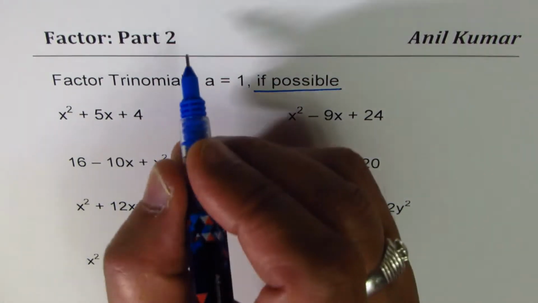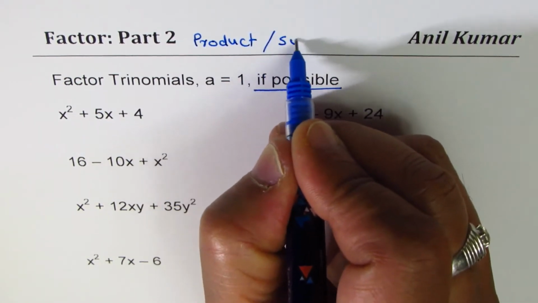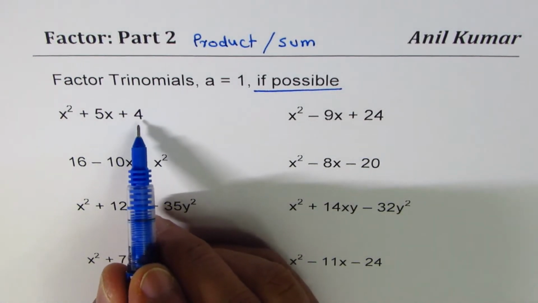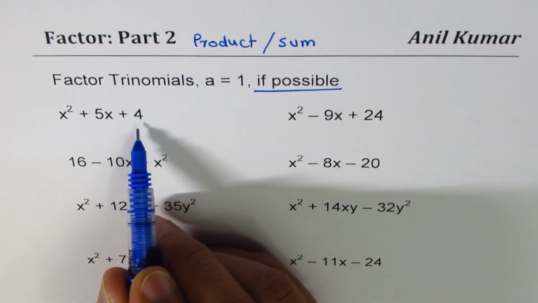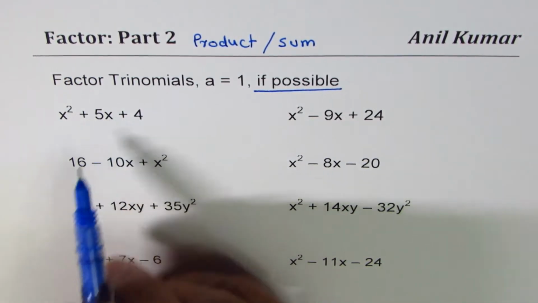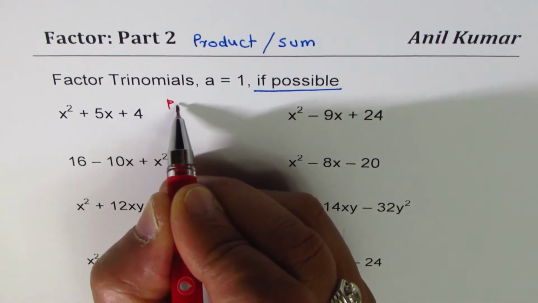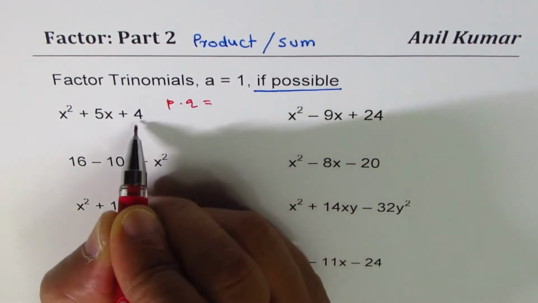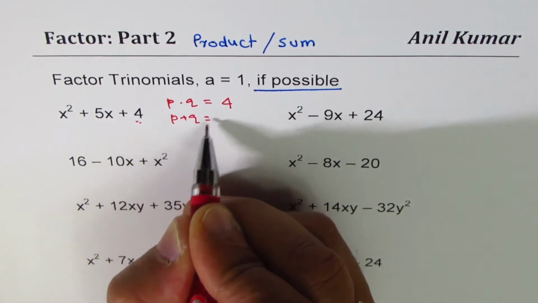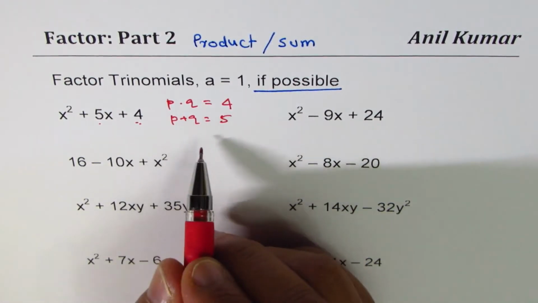The method being applied is product and sum. What does that mean? It really means that the constant should be the product, and the coefficient of x should be the sum of two numbers. So in every case, we'll look for two numbers, say p and q, whose product is the constant term, which is 4 in this case, and whose sum is b, which is 5. Is it okay? That is what it is.